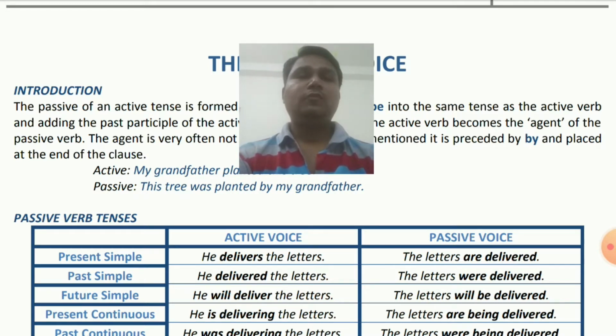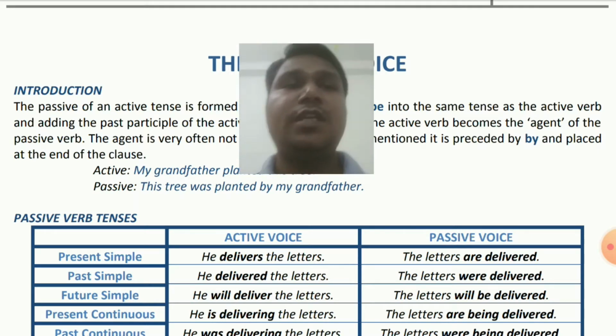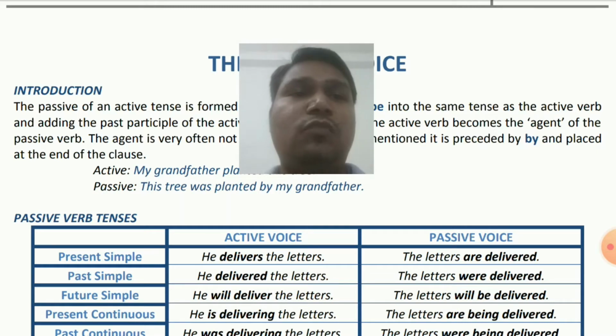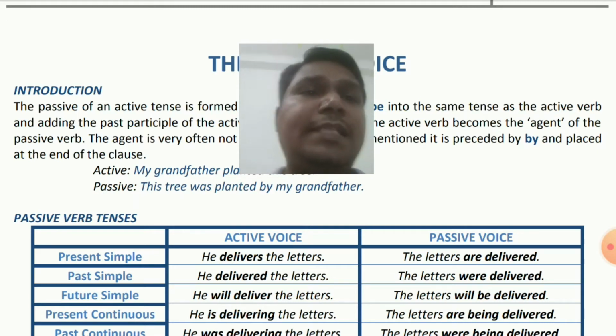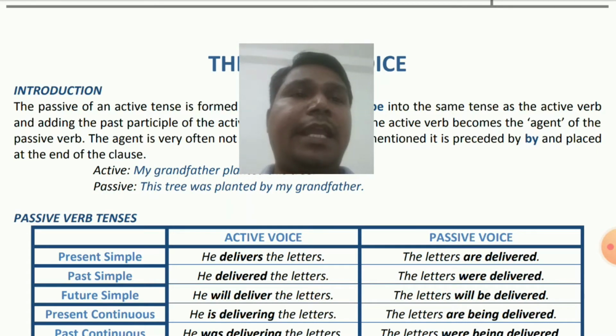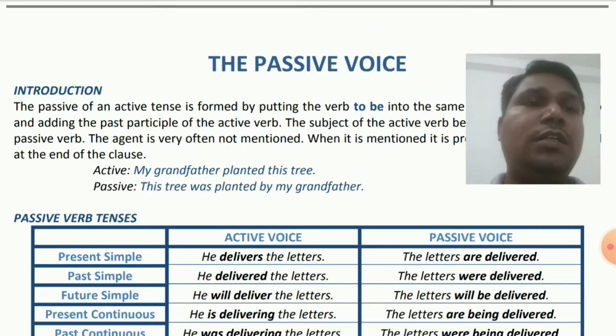To learn, we have to understand what is active voice and what is passive voice. Now in active voice, the subject is the doer of an action. Okay, it means that the subject is doing the action. That's why that is active voice. And in passive voice, the subject is the receiver of an action. That's why that is passive voice, because the subject is passive in the sentence. Now let's see the introduction of the topic.